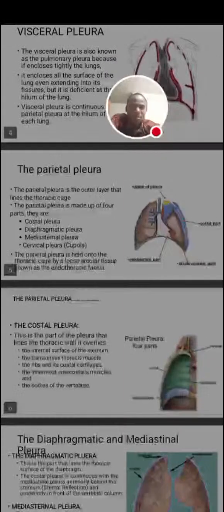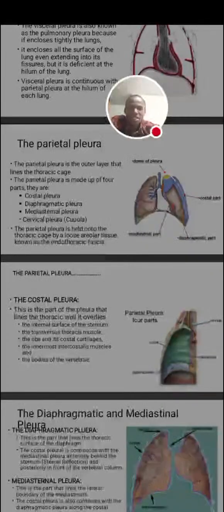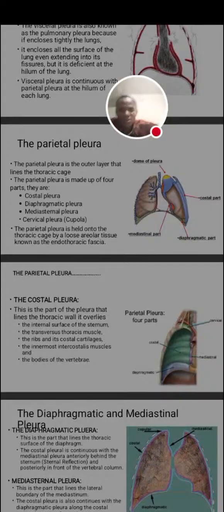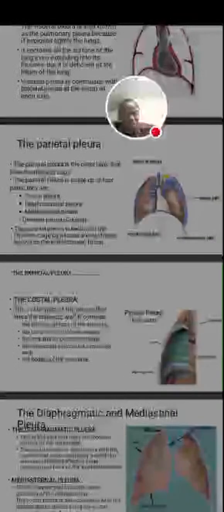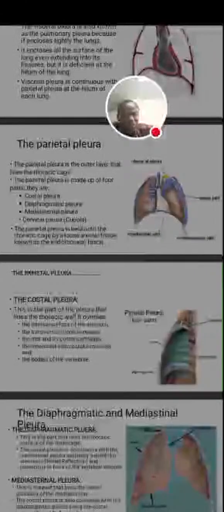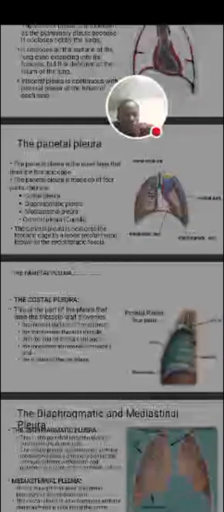Now let's look at the parietal. Parietal pleura is the outer layer that lines the thoracic cage or wall. The parietal pleura is made up of 4 parts. We've seen it as MDCC: costal, diaphragmatic, mediastinal, and cervical. The cervical pleura is also called cupula.